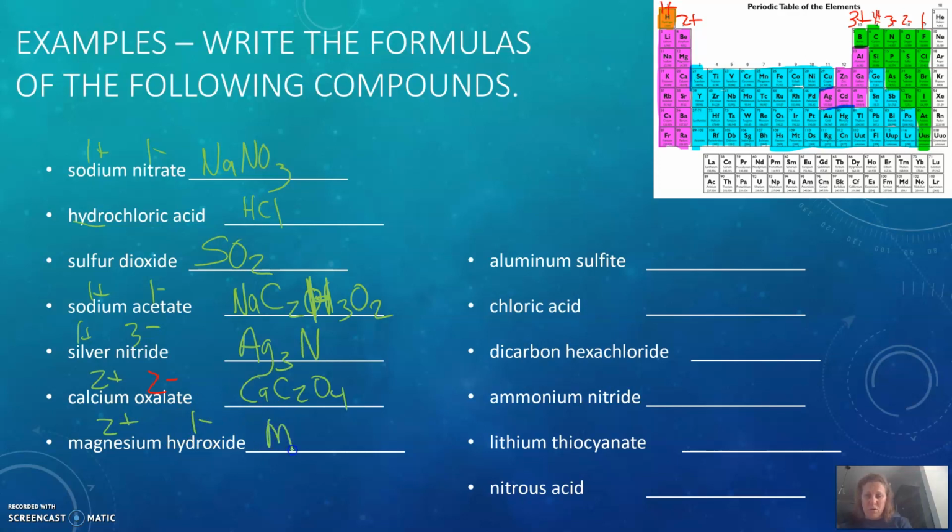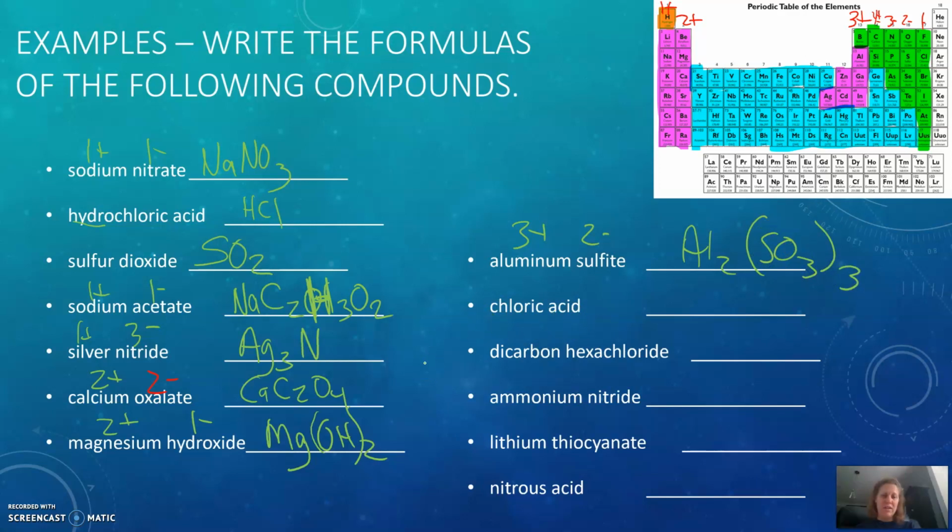Now this is the most common mistake people make. They do this, OH2. That is wrong. It's not 2 H's, it's 2 OH's. So even though there's no extra numbers next to this OH, you still put it in parentheses and put a 2 around it. Aluminum sulfite, 3 plus, sulfite is a 2 minus, so it's Al2(SO3)3.